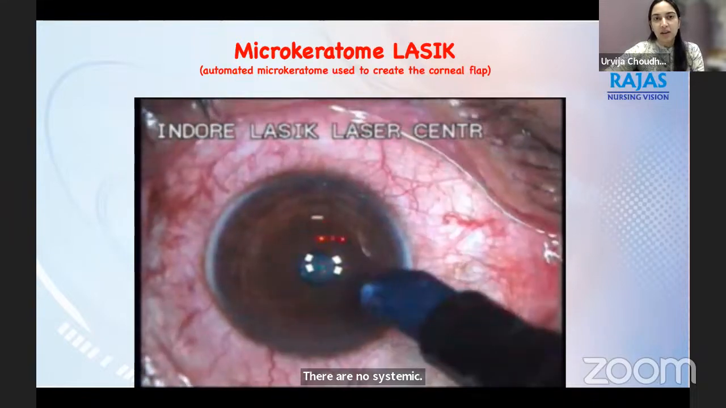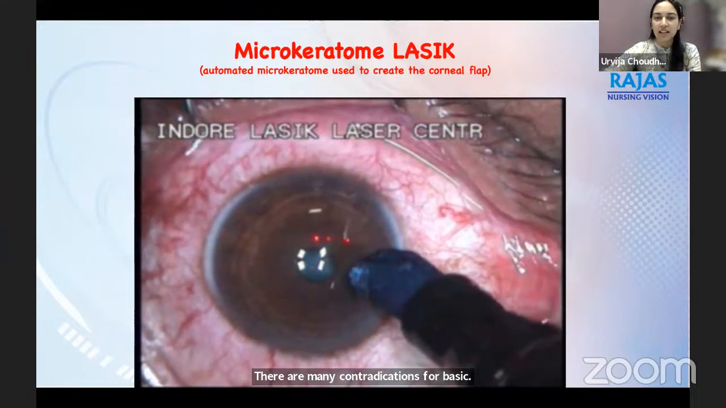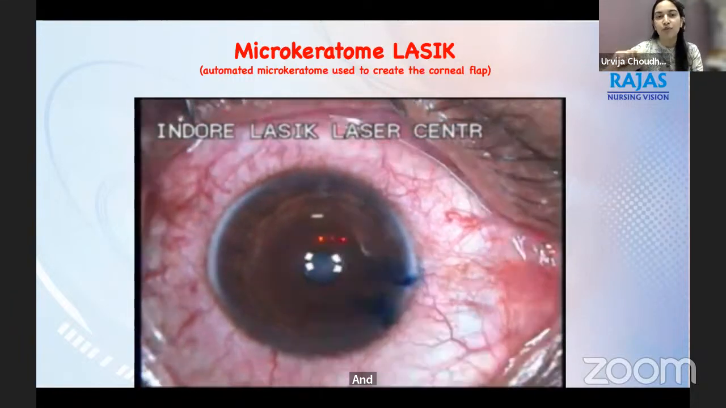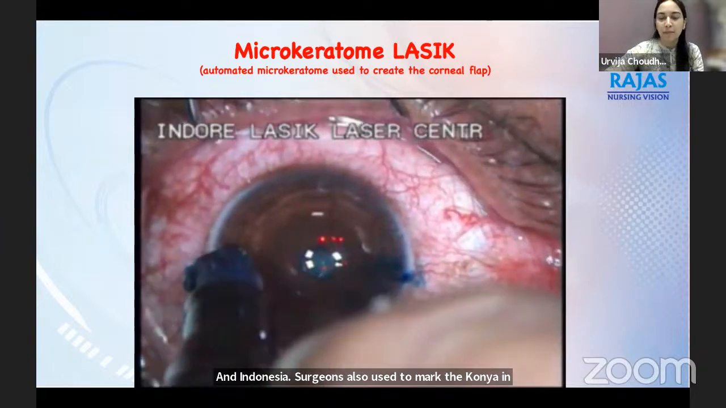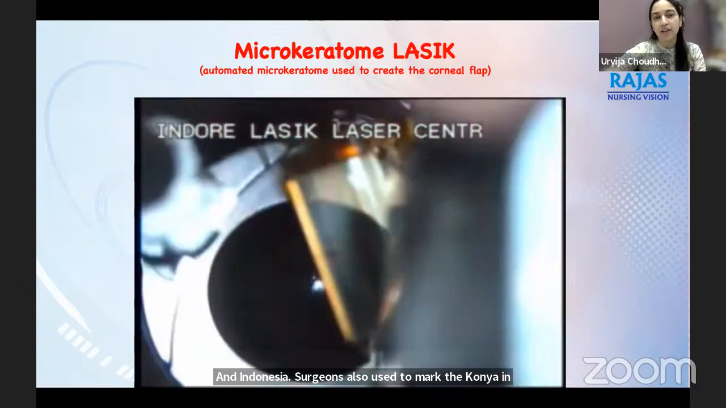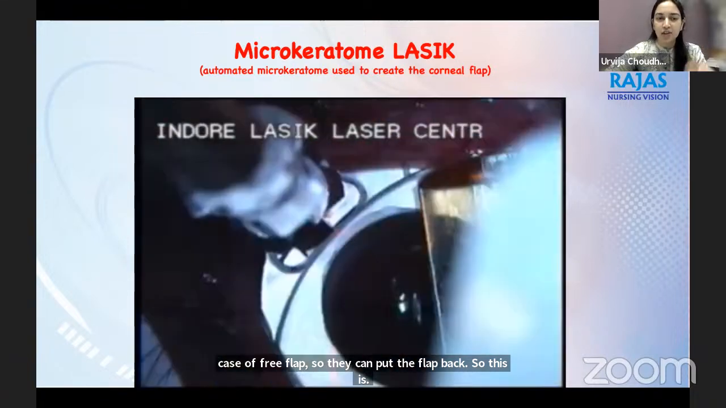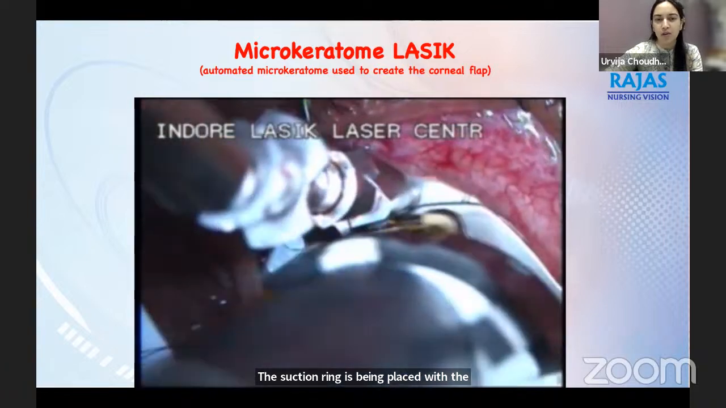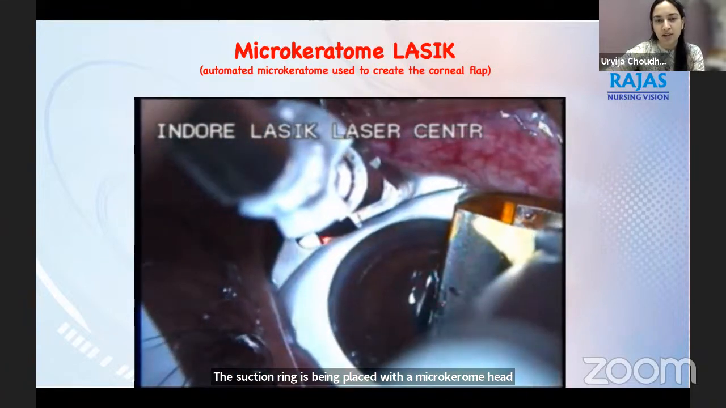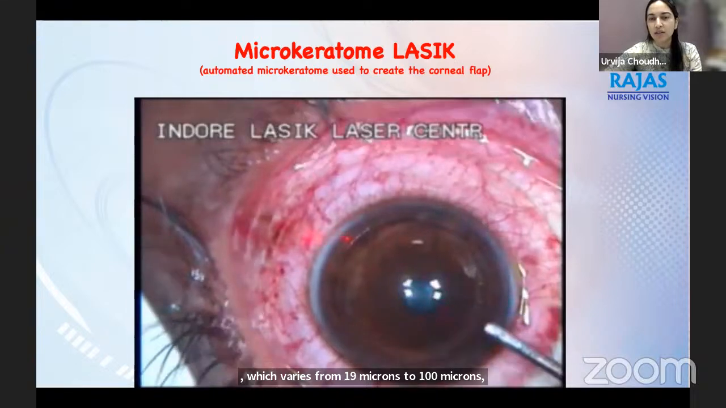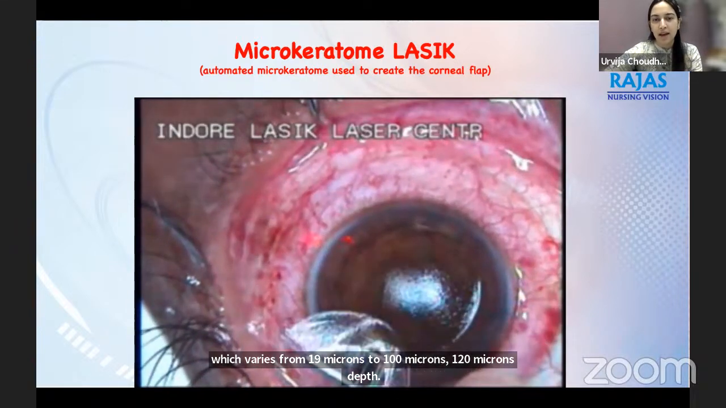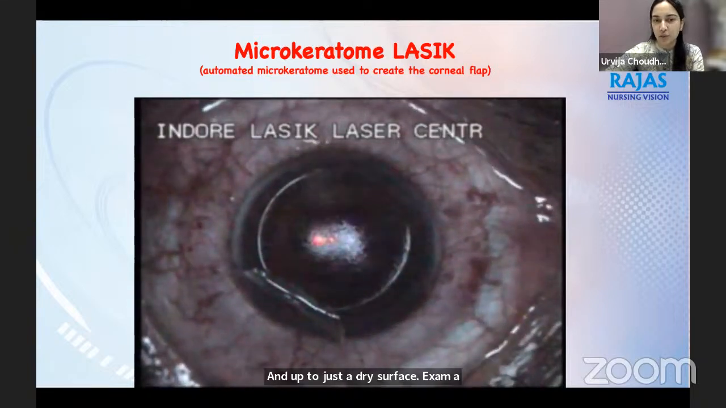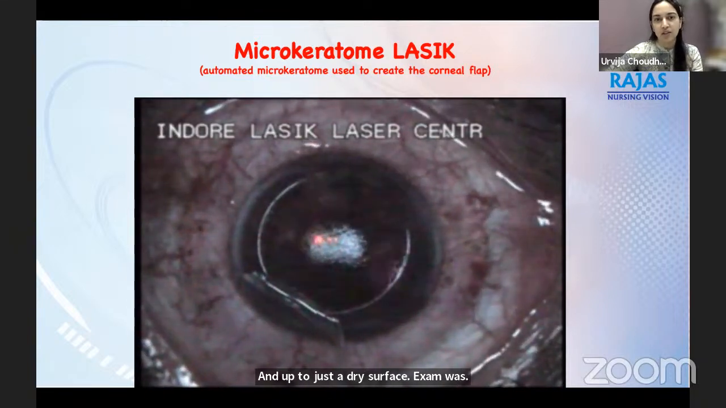It started with microkeratome LASIK, and in initial times, surgeons also used to mark the cornea in case of a free flap so they can put the flap back. This is the marking which is done on the surface. The suction ring is placed with a microkeratome head, which varies from 90 microns to 100 microns, 120 microns depth. Once you create this flap, it is lifted up, and after drying the surface, excimer laser ablation was proceeded. So this was the conventional LASIK that was done.